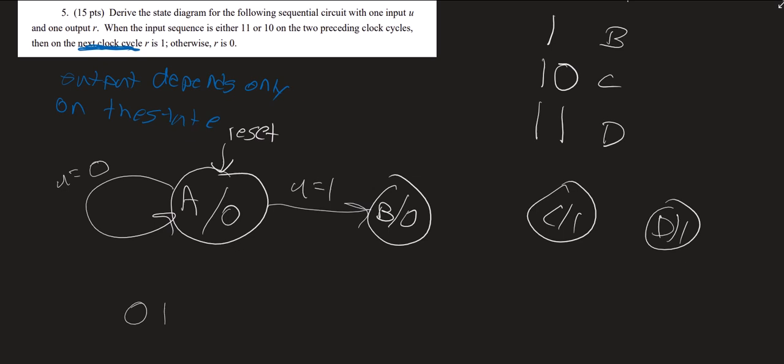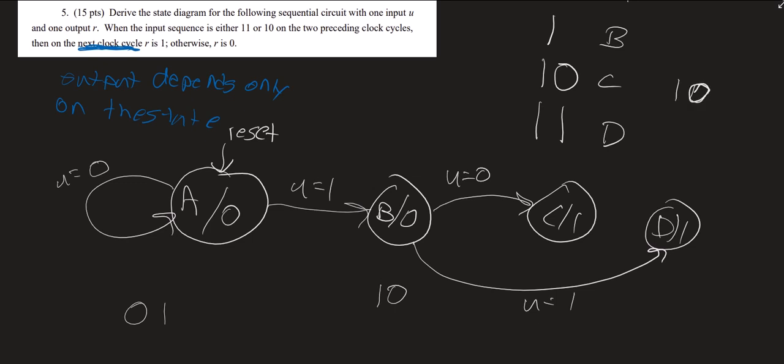Now I'm in state B, and I have a 1. If I get a 0, then I go to state C. If I get a 1, I go to state D. Okay, now let's think about being in state C. In state C, I have a 1, 0. If I get a 0 next, where do I go?